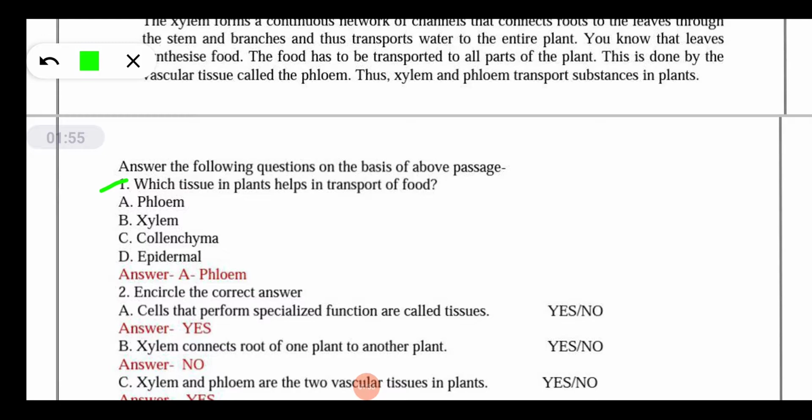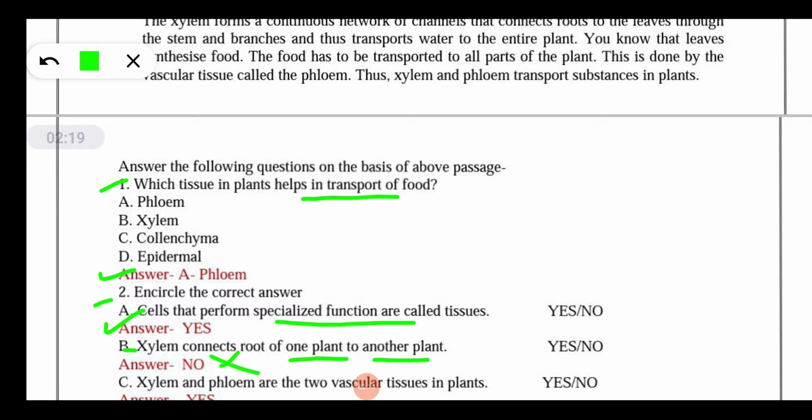Which tissue in the plant helps in transportation of food? So it is phloem. Number 2, encircle the correct answer. Cells that perform specialized function are called tissues. It is correct. Xylem connects root of one plant to another plant.